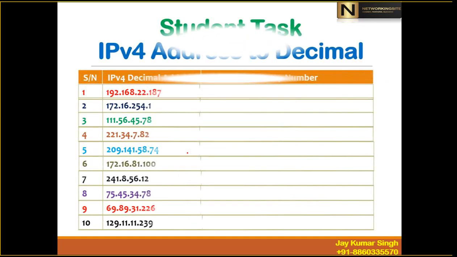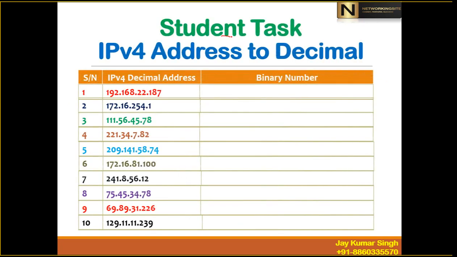Now here, this is another assignment. You can see here, student task. This is a decimal IP address. You have to convert this decimal IP address into binary, and then you have to share with me. You can make this in your notebook, or you can take a snap and put it in a doc file, MS Word file, and then send those assignments. Just to know that yes, you know how to calculate it.